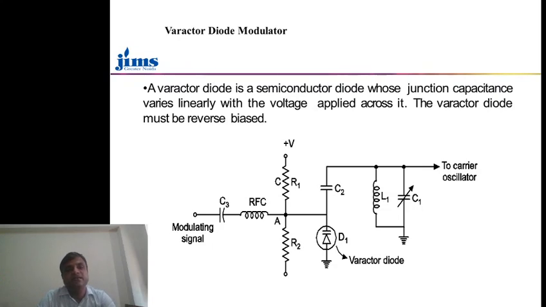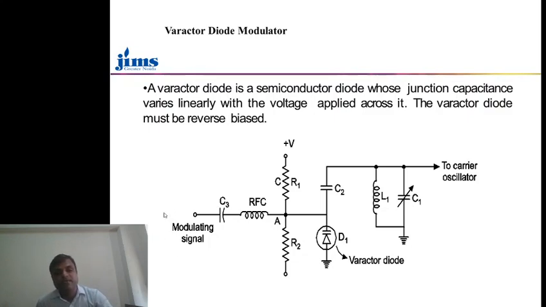Then the second method of direct FM generation is called the varactor diode modulator. Basically, a varactor diode is a semiconductor diode whose junction capacitance varies linearly with the applied voltage. See this particular circuit. It has an L and C circuit, then we have a C and then a varactor diode, and the capacitance of this varactor diode depends upon the applied voltage, as already explained.